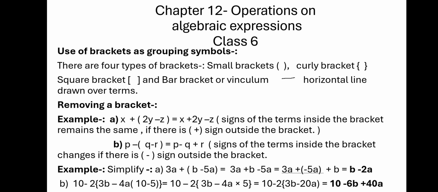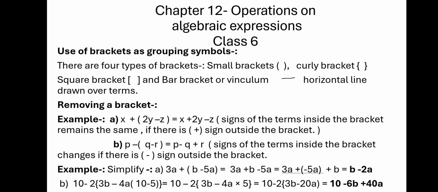x plus (2y minus z) is equal to x plus 2y minus z. The signs of the terms inside the bracket remain the same if there is a positive sign outside the bracket. So here x, plus 2y and negative z will not change. It will remain the same.